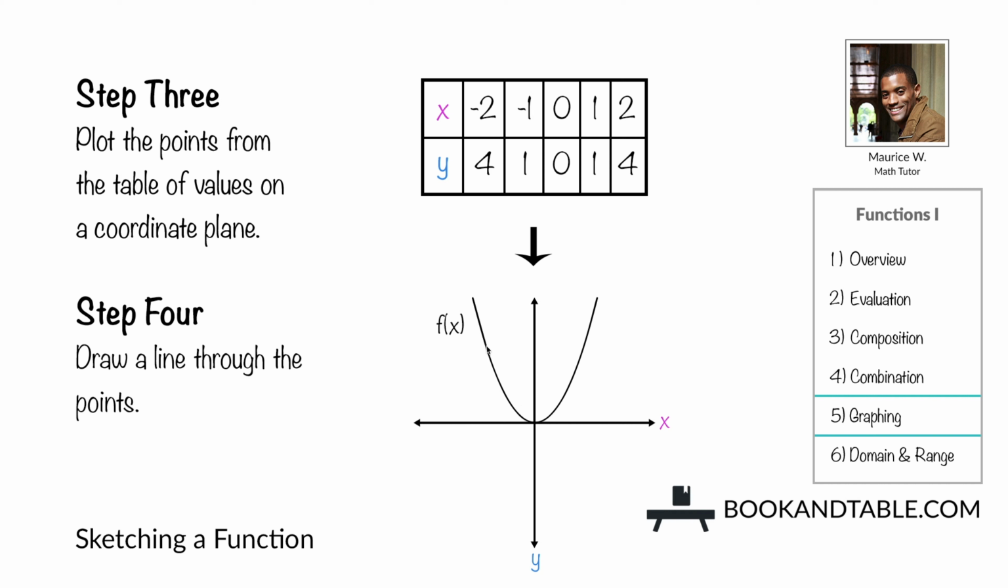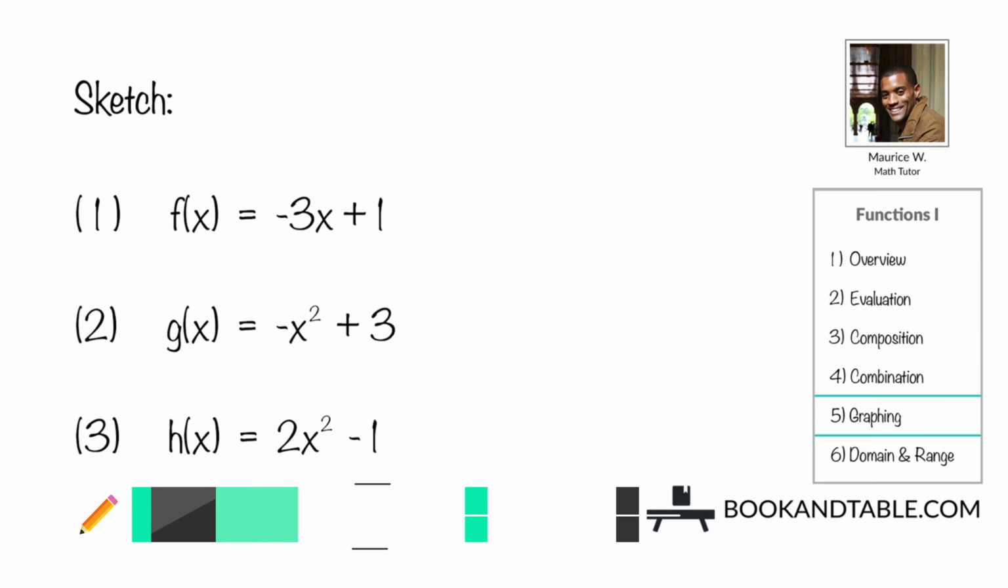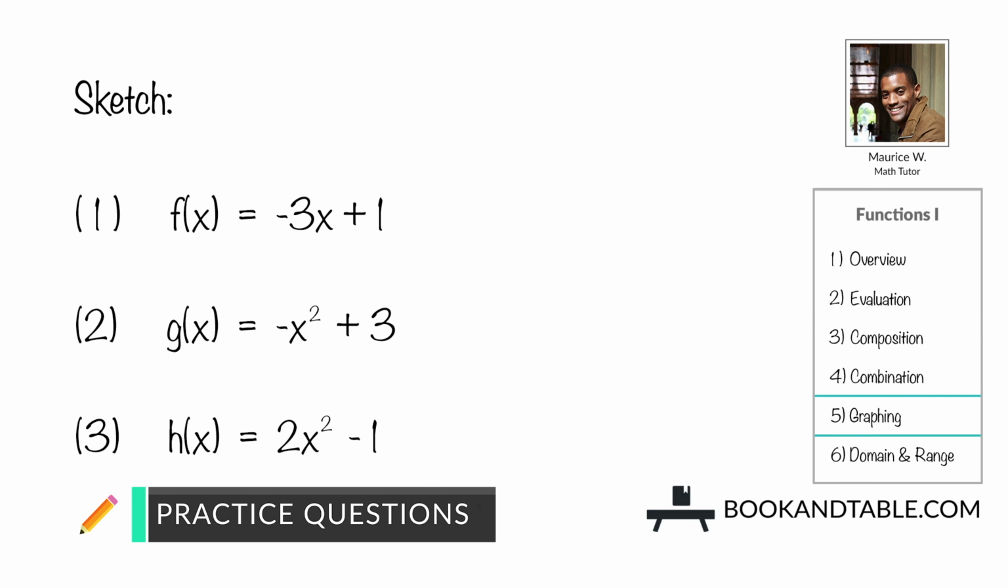So to sketch a function, you want to use the function to plug in numerous values for x and then record the resulting y's and keep track of these ordered pairs in a table of values, and then use the table of values to plot the points on a coordinate plane and then draw a line through those points. So that is how we go about sketching a function. Let's have you try a few practice questions.